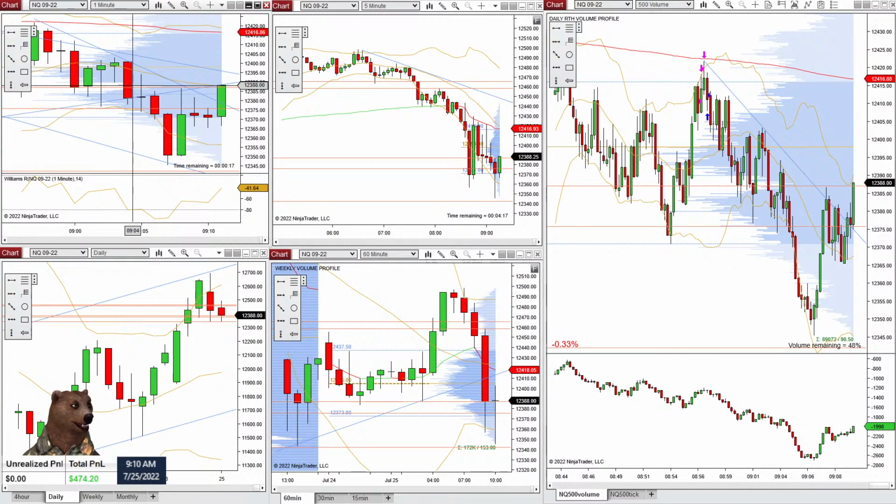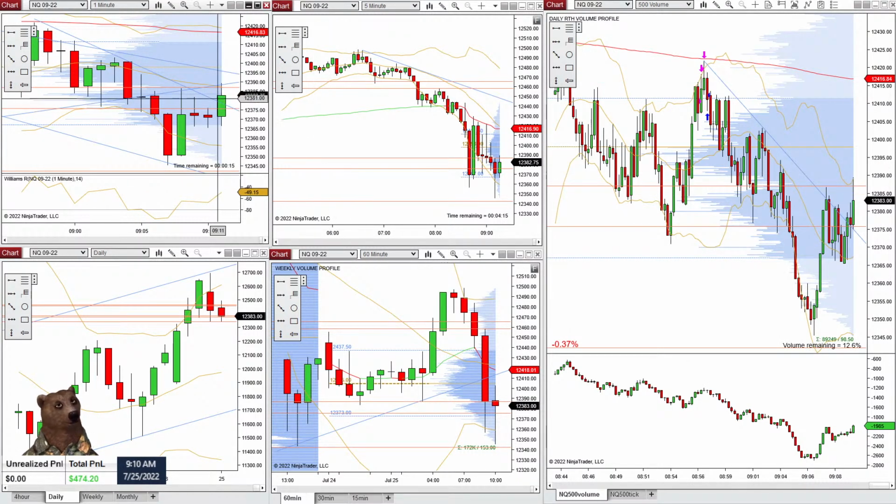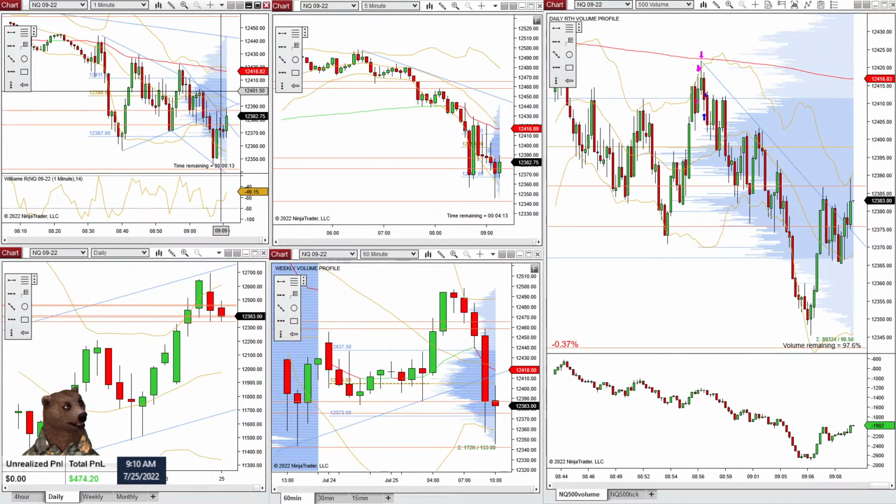So this level of resistance, 20 SMA here, the 1 minute, but this is all looking just a little too choppy for me. That short up at VWAP was a good trade, and I just didn't hold it. So that's on me. That's on me.